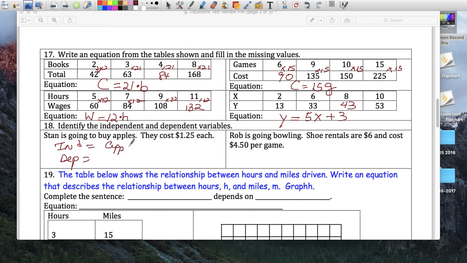Let's say you drove for 20 hours. How many miles do you drive? Well, 5 times 20 gives you 100. So this is the rule that you're going to use over and over again to find the total number of miles. Okay, let's graph this.